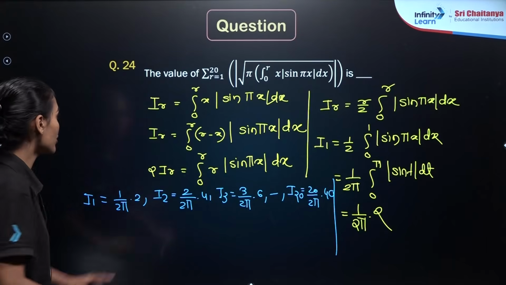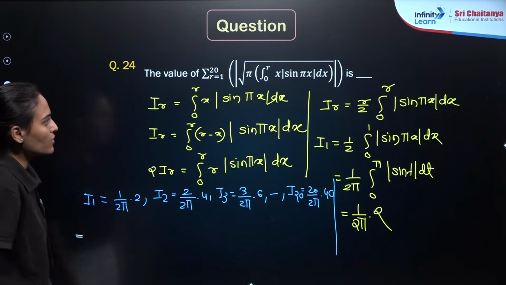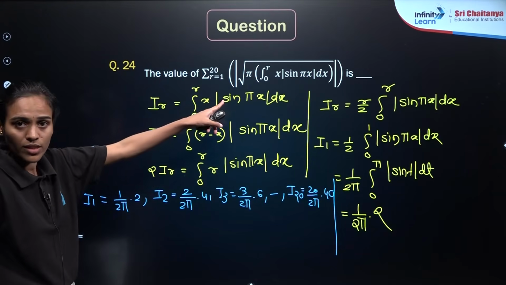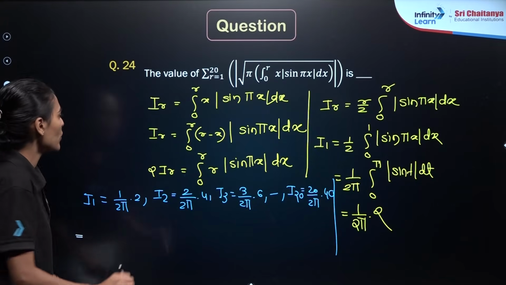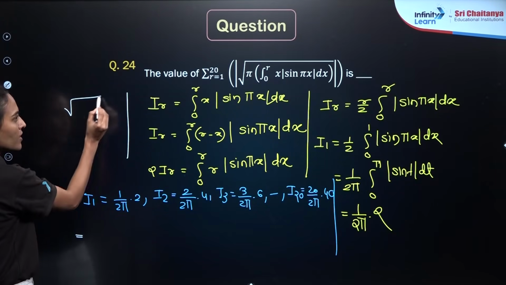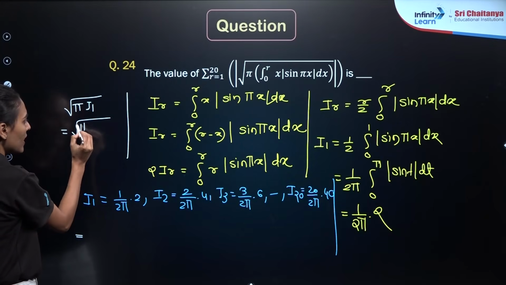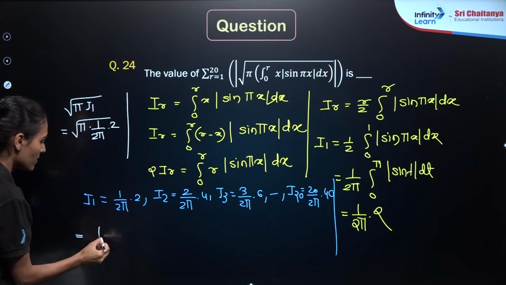If you substitute there, you need to calculate the sum, right? So the first will become square root of pi into I1. So it will become what? Under root of pi, I1 is 1 upon 2 pi into 2. So it will become 1.